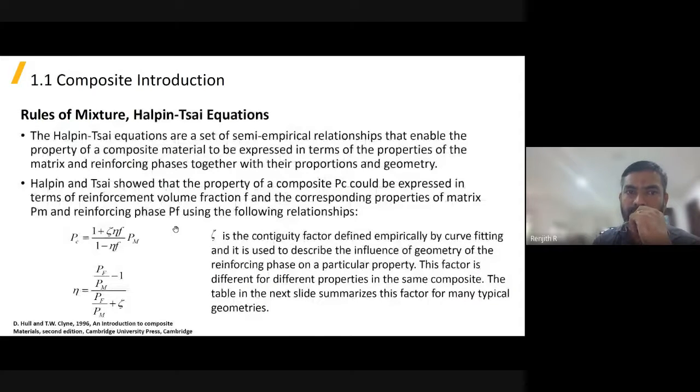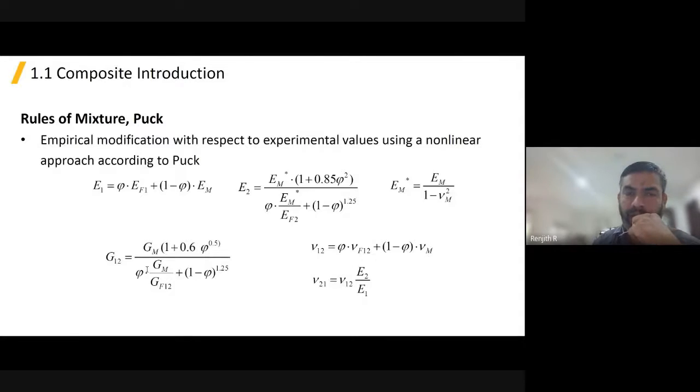And there are also Halpin-Tsai equations. Theta and eta will be introduced. Actually, it's a continuity factor, and this is used when we find out our Young's modulus in both directions, and we can also find out with the help of experiment the Young's modulus in the fiber direction and matrix direction.